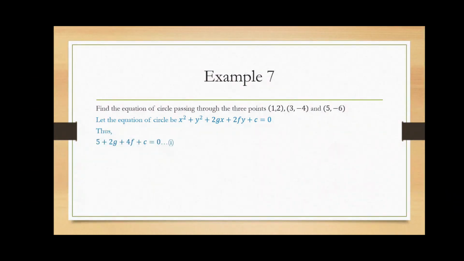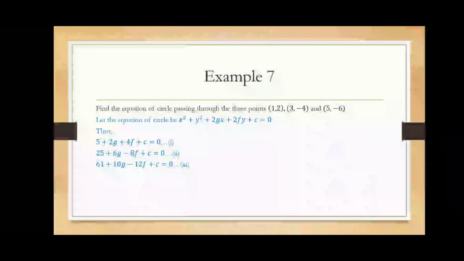So that is, if I put 1 comma 2 I get this, if I put 3 comma minus 4 I get this, and if I put 5 comma minus 6 I get this. So now you can see that all these 3 equations are in 3 variables. Now if you want to solve this in 3 variables, you definitely can, but you haven't learned yet to solve it in 3 variables, which we are going to learn in class 12, that how to solve linear equations if there are 3 variables.